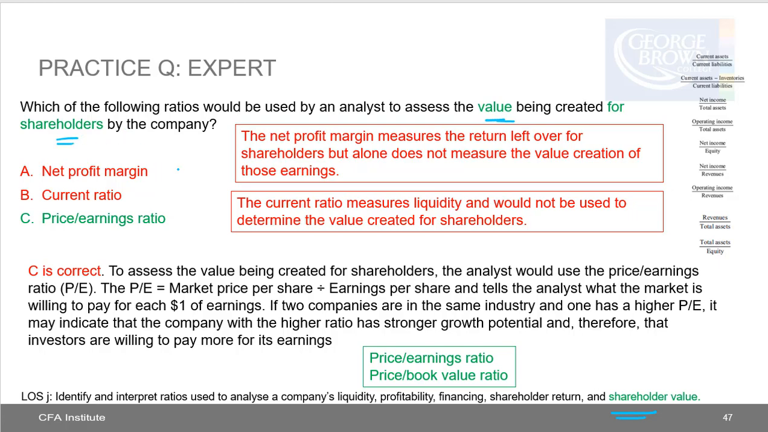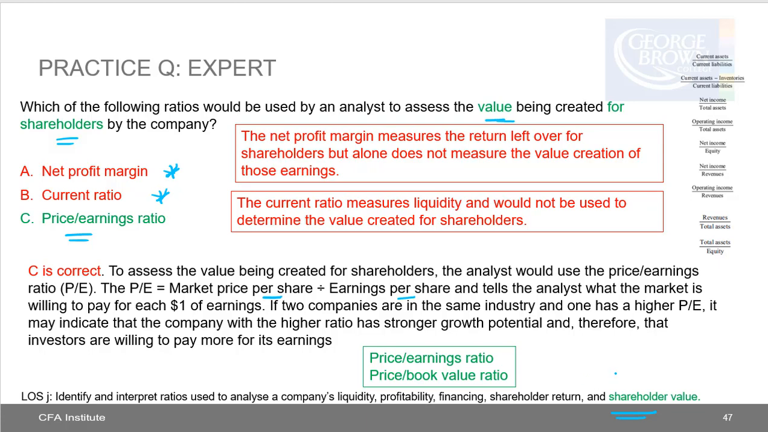Well, A, net profit margin, that's a profitability ratio. B, current ratio, that's a liquidity ratio. So the correct answer is C. C is correct. To assess the value being created for shareholders, the analyst would use the price earnings ratio, PE. The PE equals market price per share divided by earnings per share. Remember that. That's market price per share divided by earnings per share, okay? And tells the analyst what the market is willing to pay for each $1 of earnings.